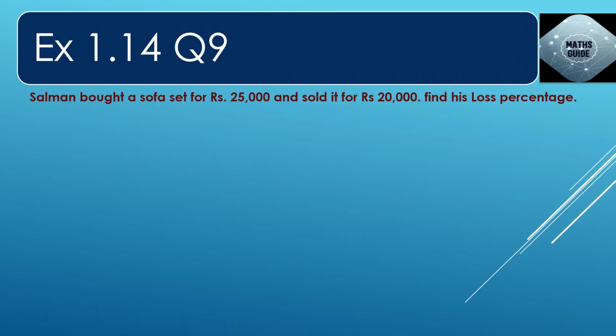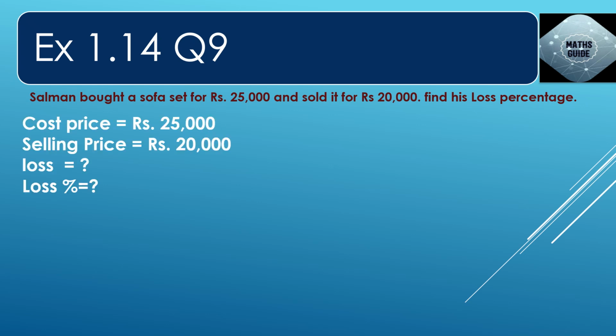Now question number 9 of exercise 1.14. The question is: Salman bought a sofa set for rupees 25,000 and sold it for rupees 20,000. It means the cost price is 25,000 and the selling price is 20,000. As the selling price is less than the cost price, what do you say? Is it a loss or a profit? Yes, it's a loss. And we have to find the loss percentage. And we all know the formula to find loss percentage. Let's start. The data which we have been given is cost price, selling price.